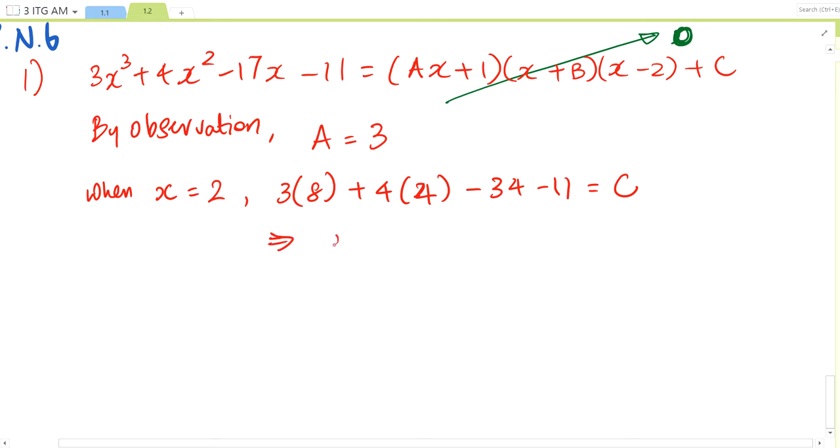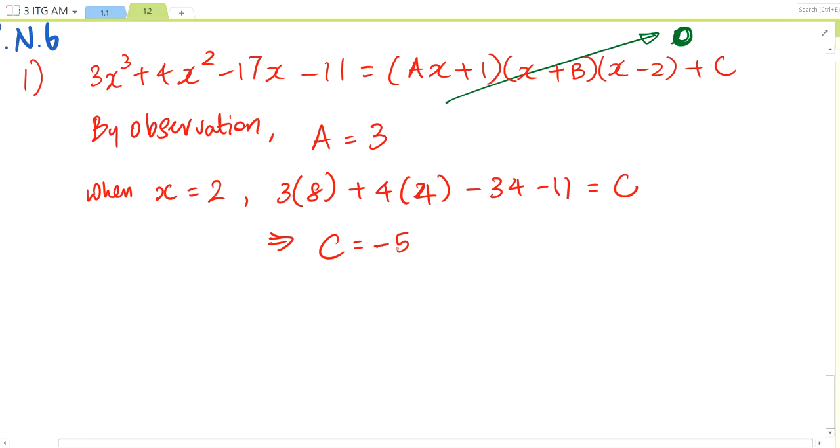So this tells me that c must be equals to, looks like I need to use my calculator, 24 plus 16. How much is that? 40 minus 34, I get 6, minus 11, I get negative 5. Is that correct? Yeah. Then now I'm only left with b, right? What would you like to substitute in next? Or you can choose, okay, you have many options right now. You can choose to substitute another value of x because you already have both of the unknowns, just one unknown left. Substitute any value of x you like, solve for b.